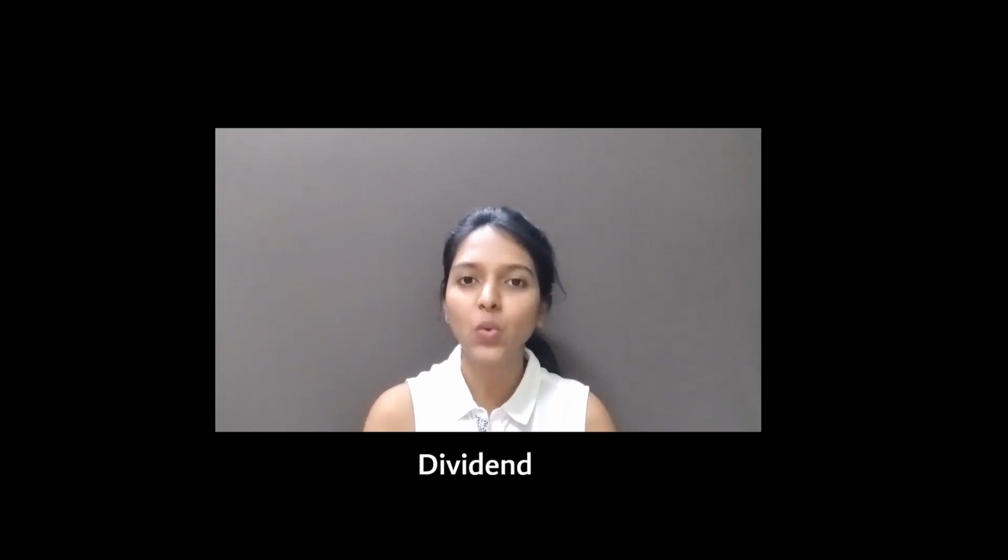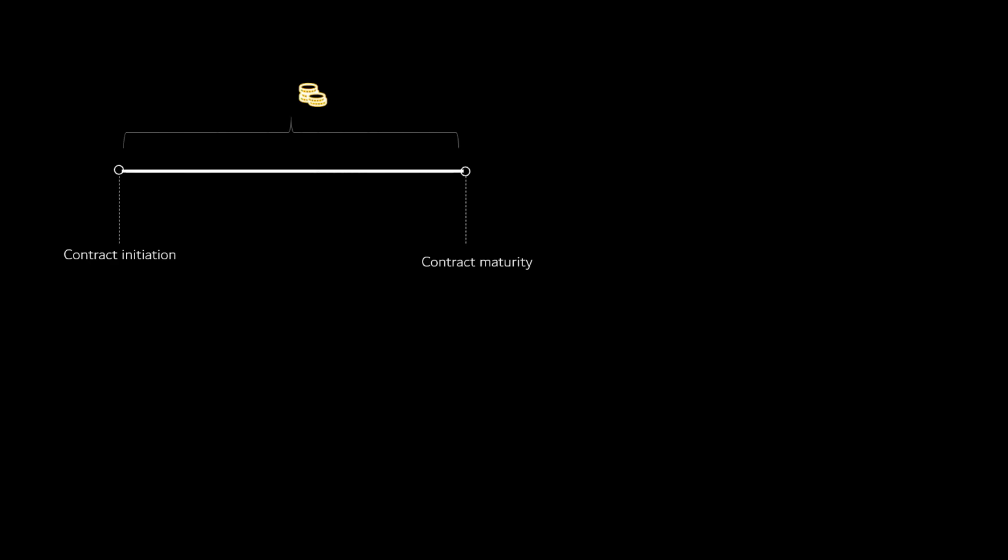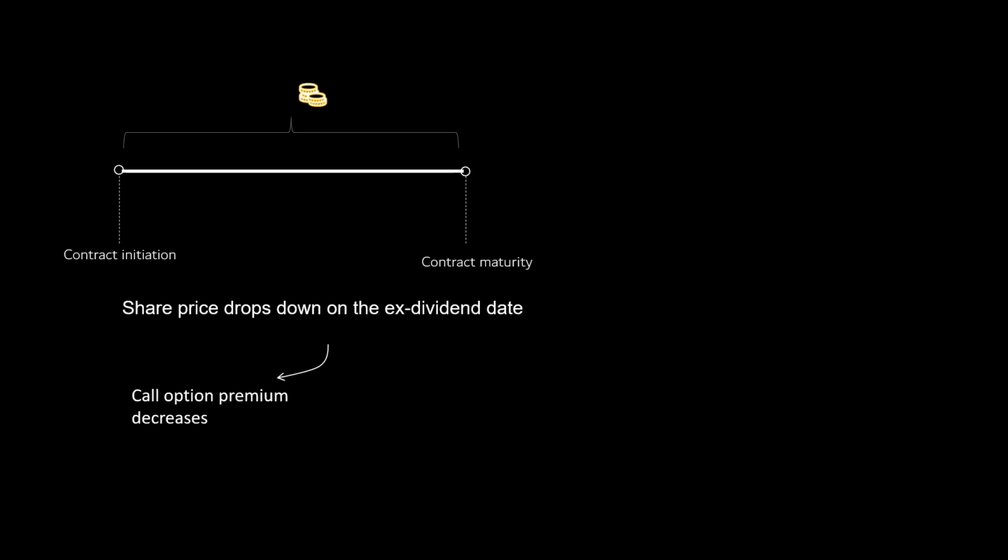Last and sixth factor is dividend. This factor is only applicable to dividend paying stock options. Now, how exactly does dividend affect the option prices? Suppose a company is expected to give dividends during the period of the option contract. Once the dividends are distributed, the share price typically drops. Given that the spot price decreases instead of increasing, the value of the call option decreases, due to which the call option premium also decreases.